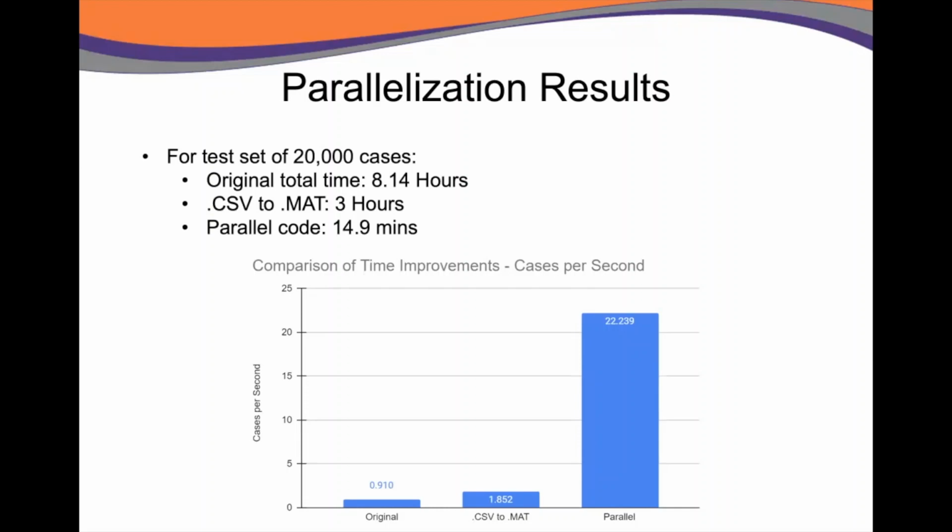In comparison to our time improvements, in cases per second, the original was 0.9 cases. The CSV doubled that to 1.8. And finally, the parallel code ran 22 cases per second. Here is an example simulation of the parallel code with 600 cases that took nearly the same time as the original driver code.